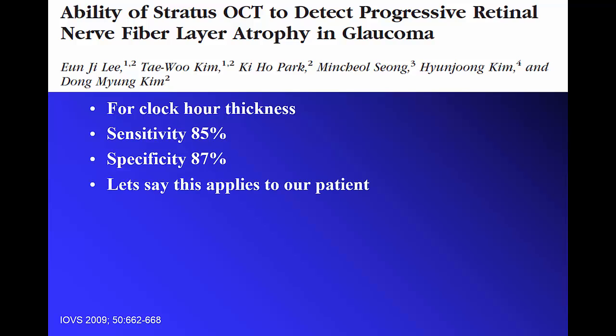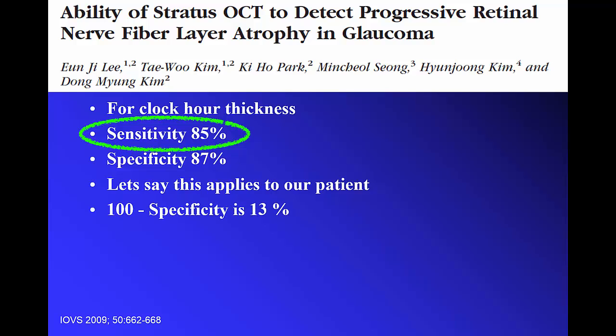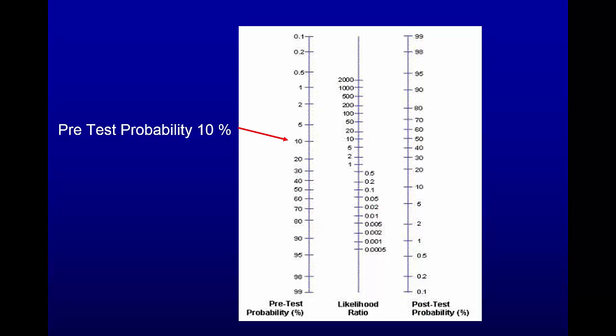Sensitivity is 85%. 100 minus specificity is 13%. So your likelihood ratio you calculate as 6 or 6.5. So you started with a 10% pretest probability and your likelihood ratio is about 6. When you see the OCT result, you're about 40% sure.